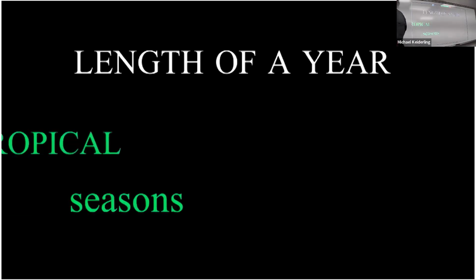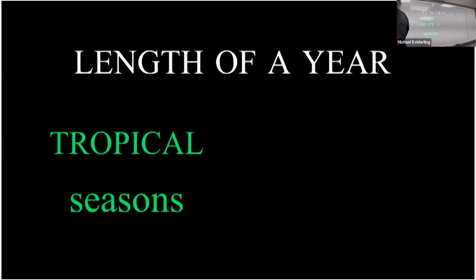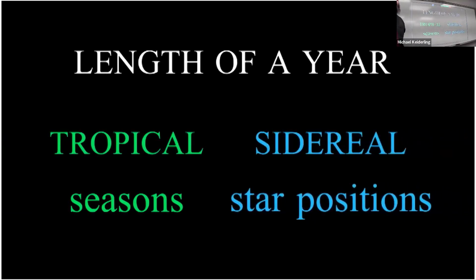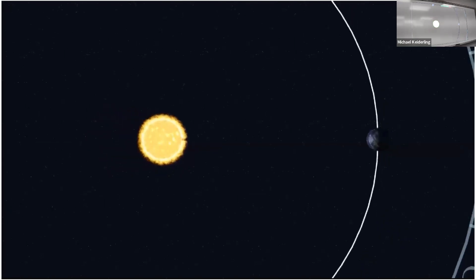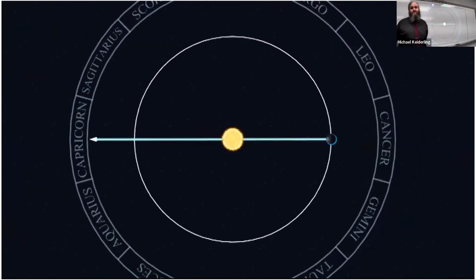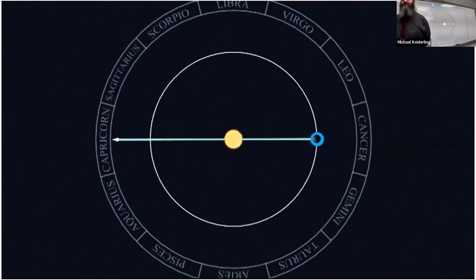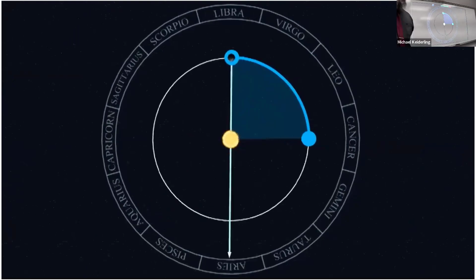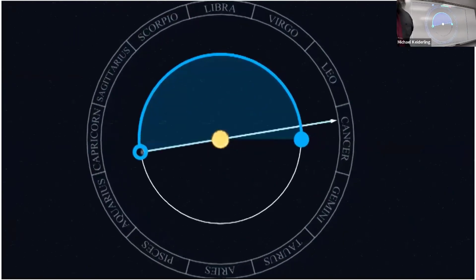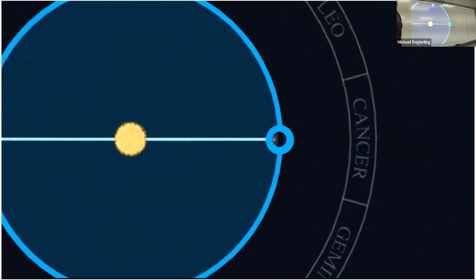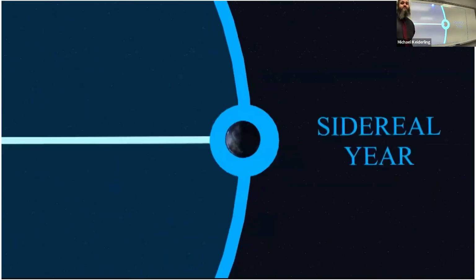This is called the tropical year. Another way is to look at the positions of the stars. This is called the sidereal year. In January, the sun is in the constellation Capricorn, which means children born in January have Capricorn as their astrological sign. Over the course of a year, the sun moves through all the signs of the zodiac. Once the Earth is back in its original location, we have completed one sidereal year.